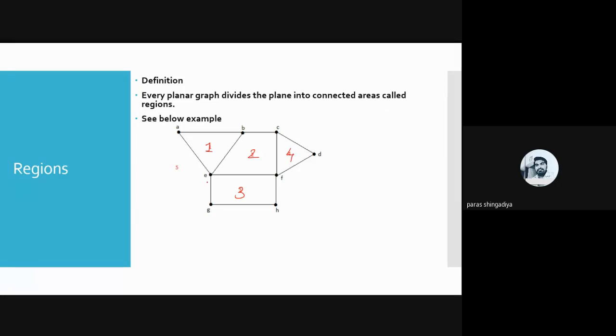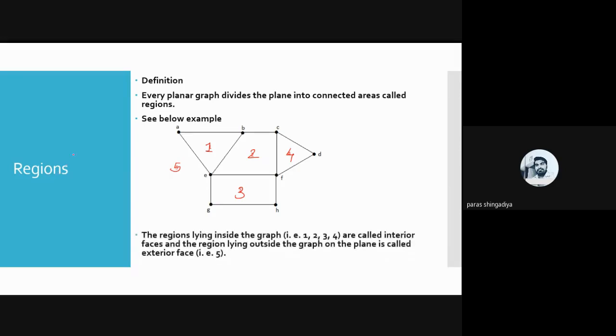How many blocks? There are 4 blocks inside the graph, and one is for the outside region of this planar graph. So there are 5 regions in this planar graph, and a region is also known as a face. So you can also say there are 4 faces inside, and the fifth one is outside.